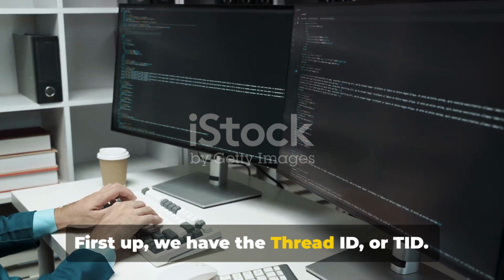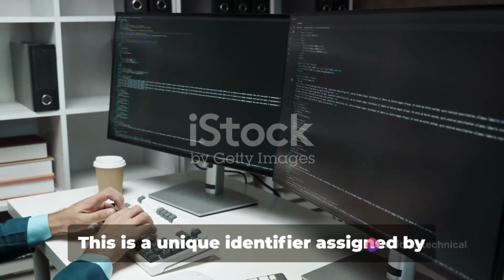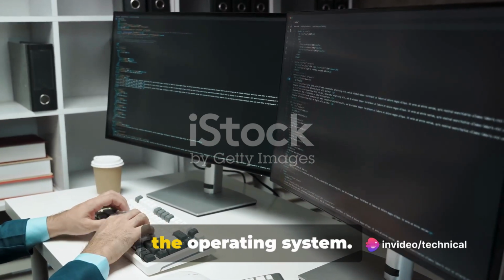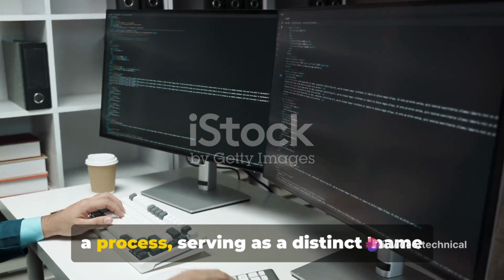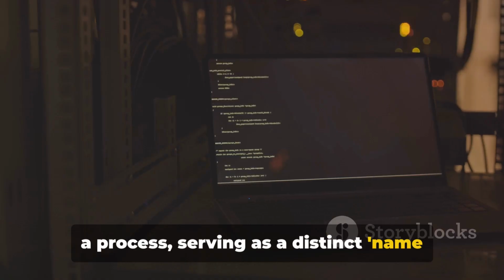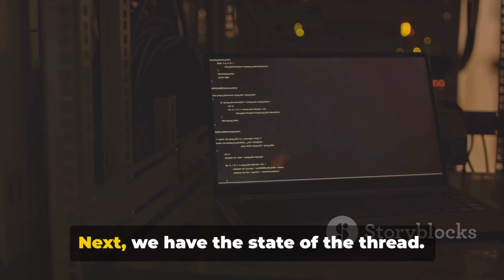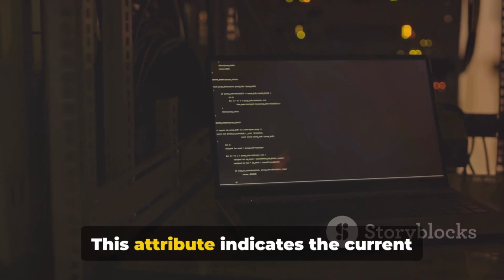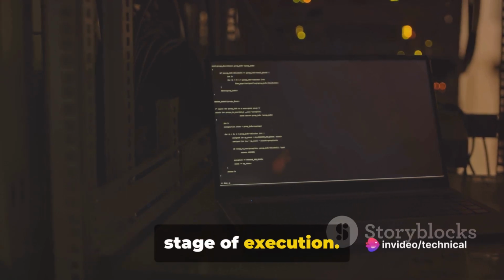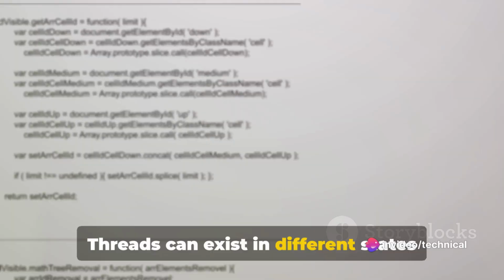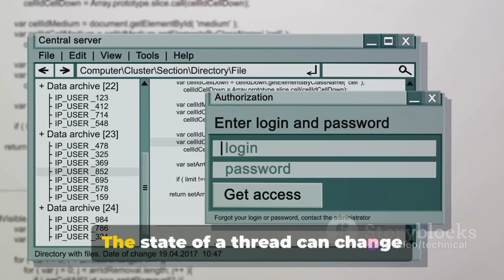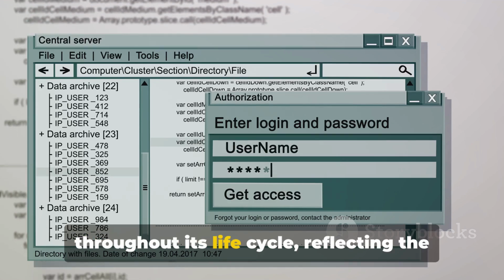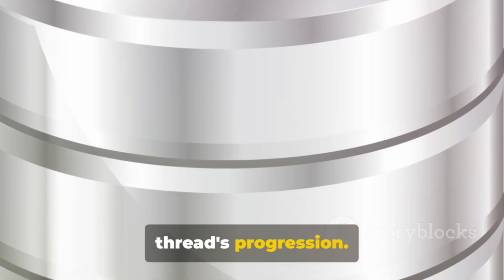First up, we have the thread ID, or TID. This is a unique identifier assigned by the operating system. The TID differentiates each thread within a process, serving as a distinct name tag of sorts. Next, we have the state of the thread. This attribute indicates the current stage of execution. Threads can exist in different states such as running, ready, blocked, or terminated. The state of a thread can change throughout its life cycle, reflecting the thread's progression.